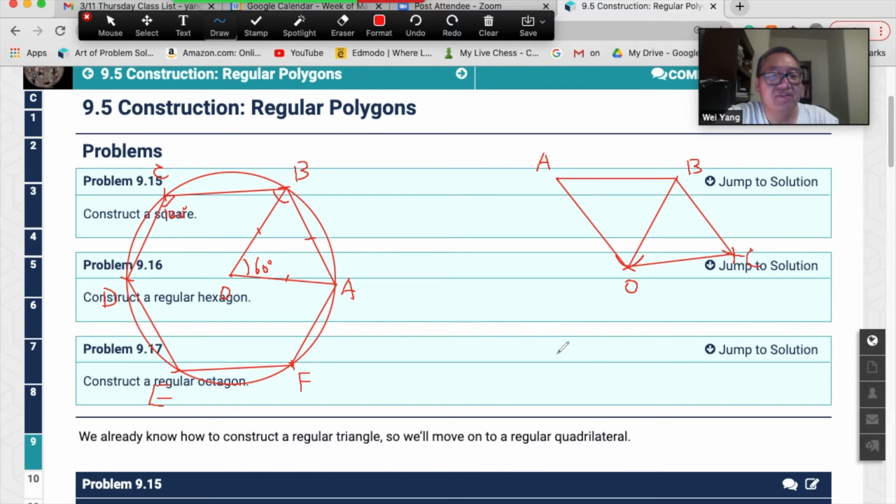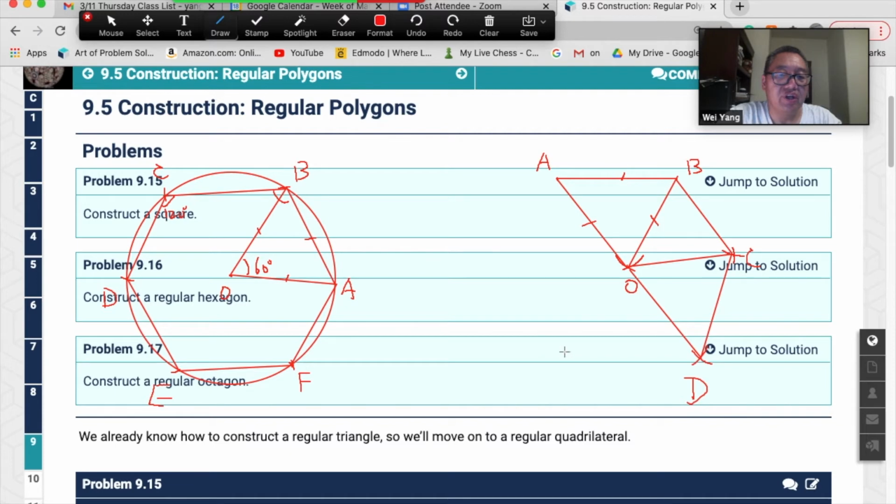Then you do this, and you get a regular hexagon. This way, very easily, we build an equilateral triangle, then we continue to build another equilateral triangle, and then we got this point C. Then you do the same thing and get this point, which will be D, right? Then you connect OD. This will be another equilateral triangle. This point will be C, this will be D.